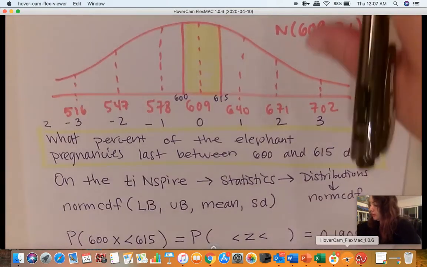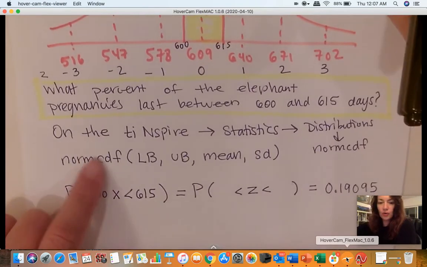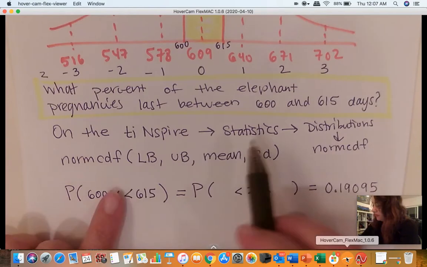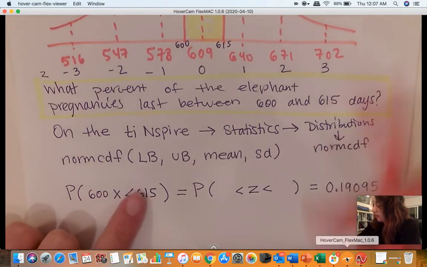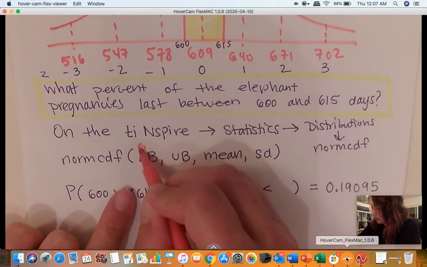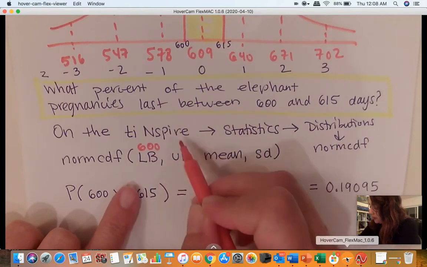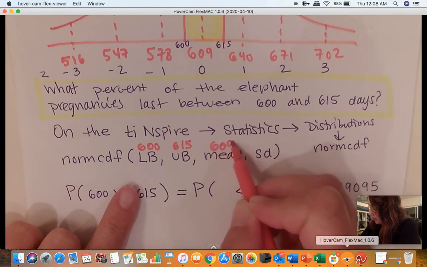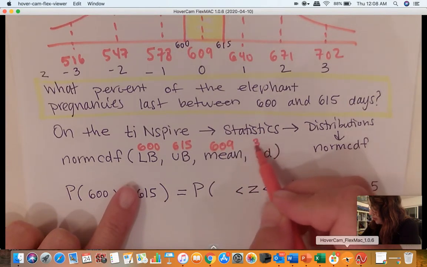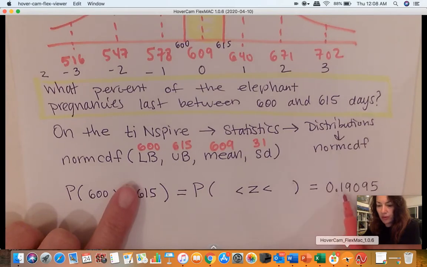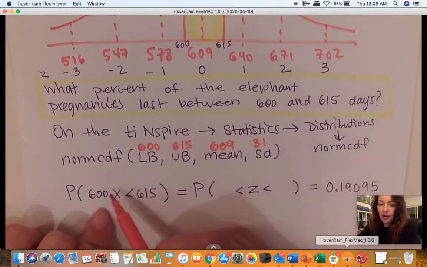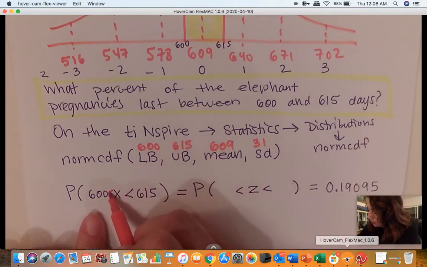Okay, so using the norm CDF, I have it labeled the lower bound, upper bound, the mean, and standard deviation. Basically, our lower bound is, as I mentioned, 600. Our upper bound is 615. Our mean is 609. Our standard deviation is 31. And that gave us an area of 0.19095. So that's basically it. Here's the notation we would use.